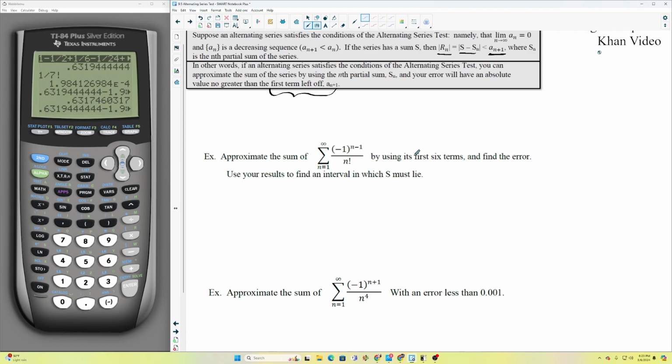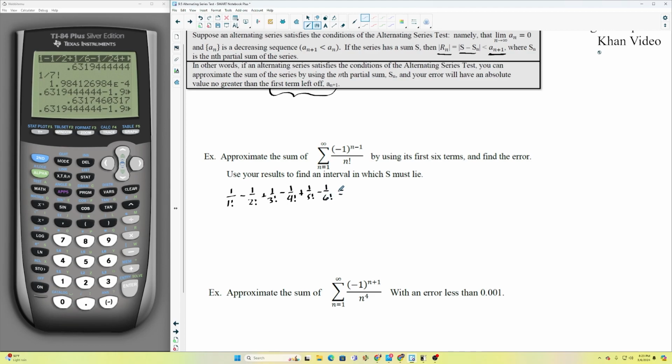Approximate the sum by using those first 6 terms and find the error. Use the results to find an interval in which s must lie. So let's get the first 6 terms. We have a positive 1 over 1 factorial, and then minus 1 over 2 factorial, plus 1 over 3 factorial, minus 1 over 4 factorial, plus 1 over 5 factorial, and finally minus 1 over 6 factorial.